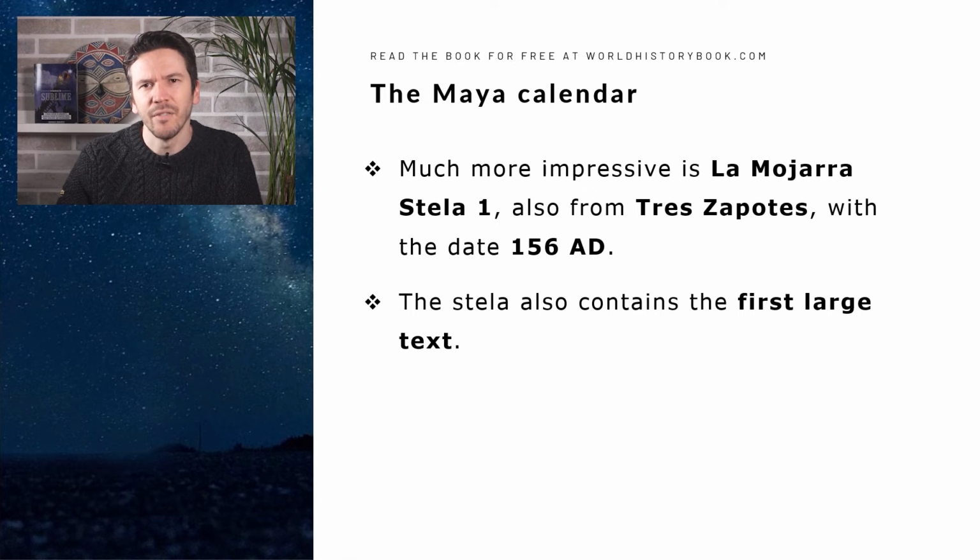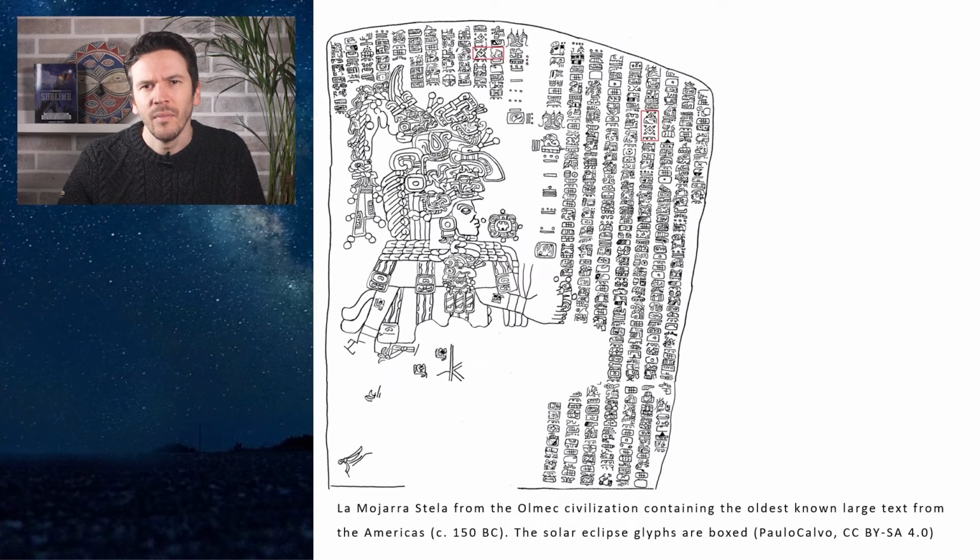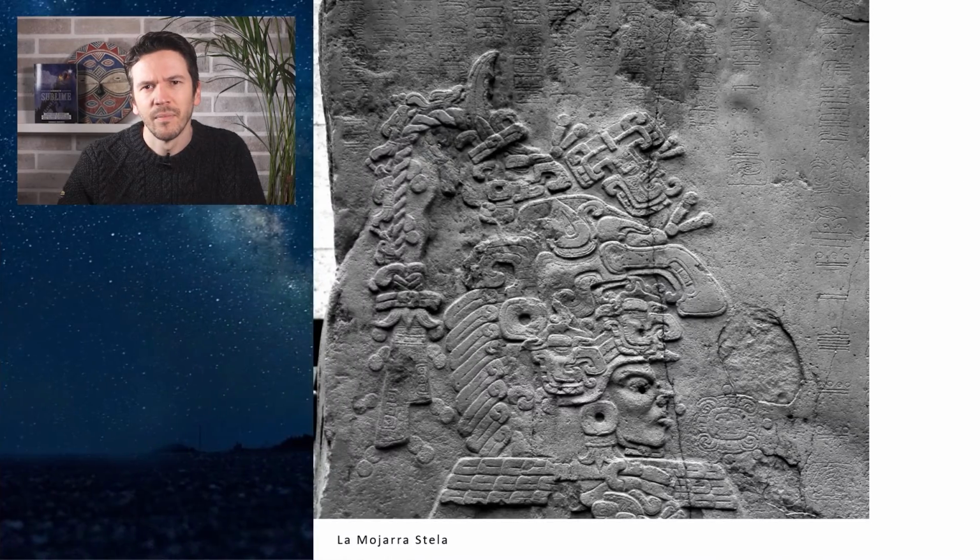Much more impressive is the La Mojarra Stela 1, also from that Olmec site, which dates to 156 AD. And the stela also contains the first large text for Mesoamerica. And here we see that beautiful piece of art. And here you see an actual photograph of it. It's actually quite hard to read the glyphs on the stone, and that is the reason scholars have made the drawing you saw on the previous slide.